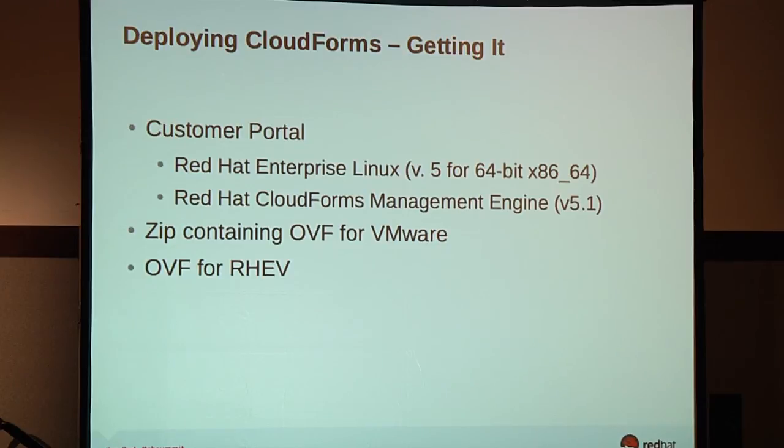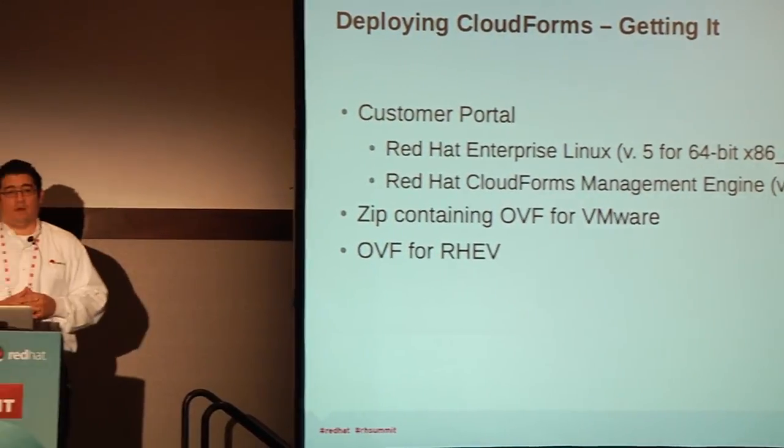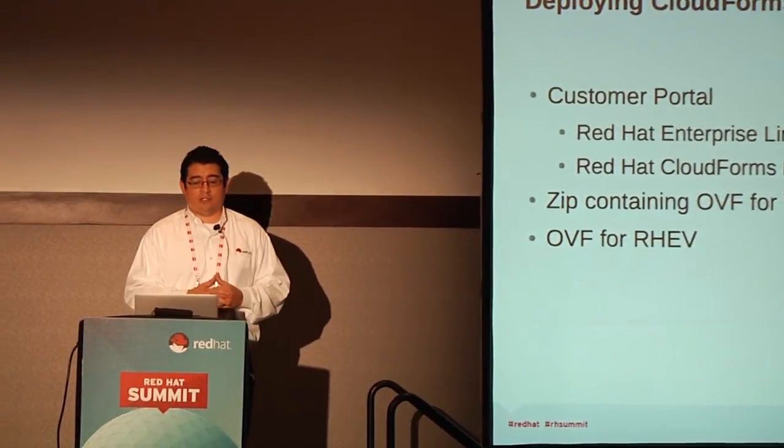So you don't have to install an OS. You don't have to install any packages. The appliance is ready to go with all of the proper disks attached and ready. If you go to the customer portal, you can first go under the RHEL 5 channel, 64-bit. That's what the current appliance is based on. And you'll look for Red Hat CloudForms Management Engine, version 5.1. As of now, that is the current version.